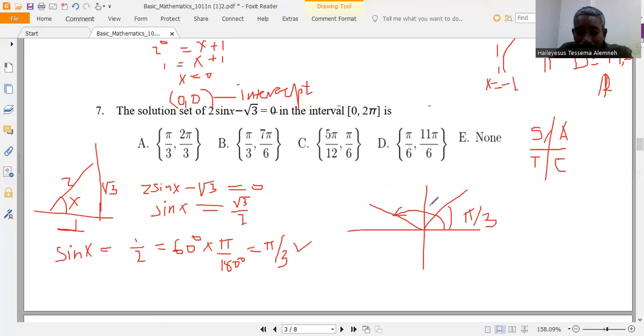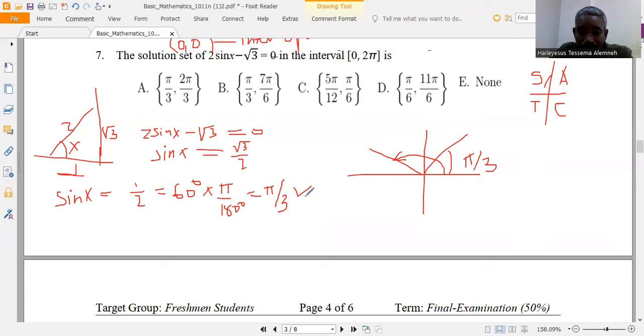What's left is this 30 degrees and this 30 degrees, and 30 plus 30 is 60 degrees. So adding pi over 3 and pi over 3 gives the other angle, 2 pi over 3. So the two values of x that make this statement true are pi over 3 and 2 pi over 3. Pi over 3 and 2 pi over 3 is the first choice, clearly.